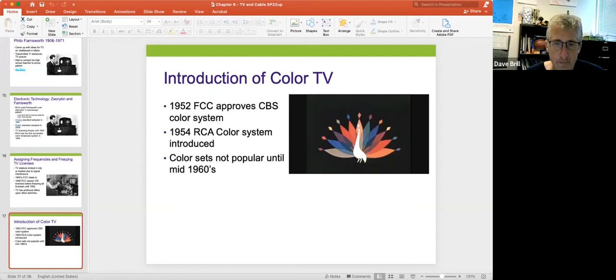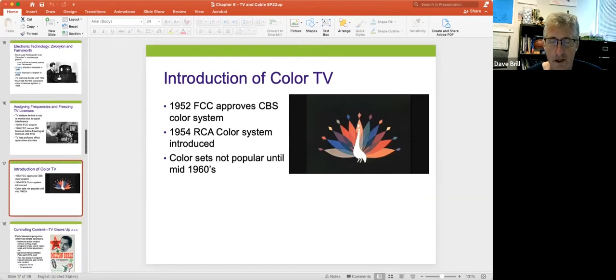All right. As far as color television goes, something we take for granted these days, in 1952, the FCC, the Federal Communications Commission, approved CBS's color system, but TVs weren't ready for it yet. So it wasn't until 1954 that RCA / NBC introduced its color system. That's why you see that little peacock symbol, and that's why you have Peacock Network. That has its roots back in the early 50s.